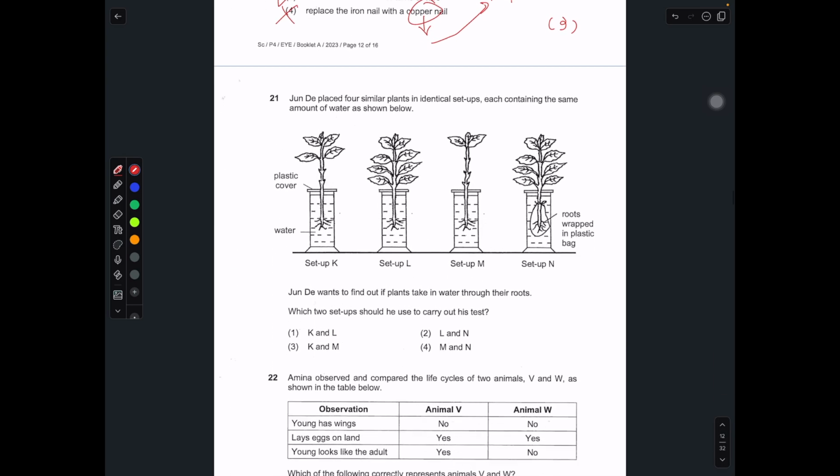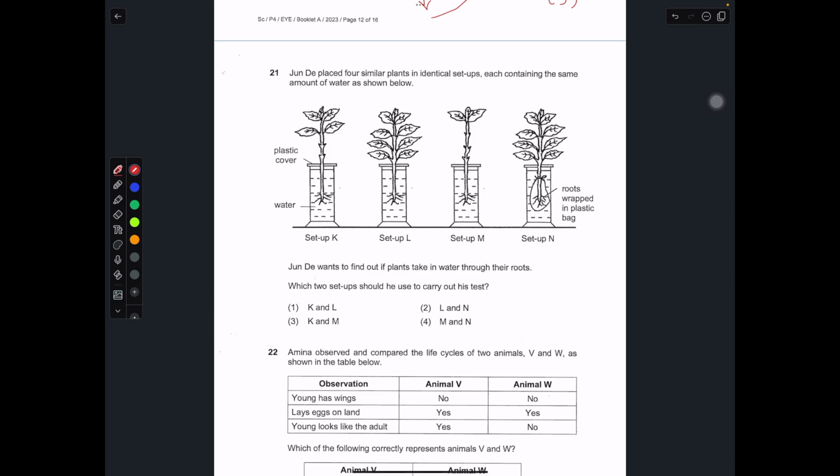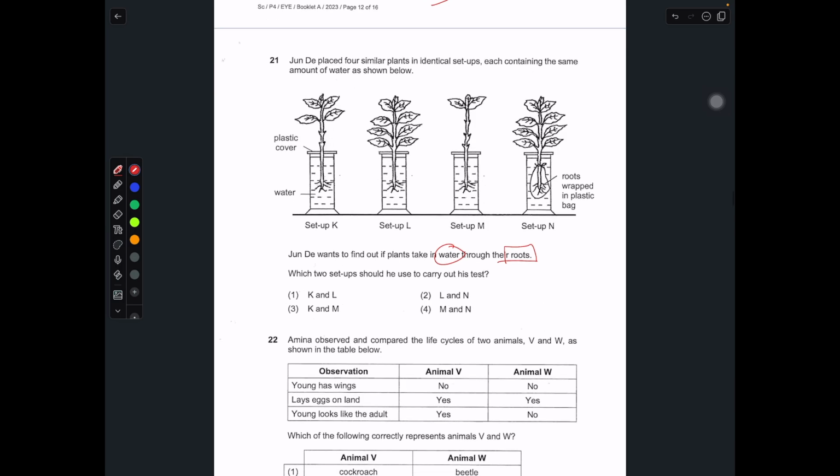Junde placed 4 similar plants in identical setups, each containing the same amount of water. You want to find out if plants take in water through their roots. So in this case, you probably need to have one setup with the roots in the water, the other setup without the roots in water, to be able to show whether the roots take in water or not. So the answer for this is number 2.